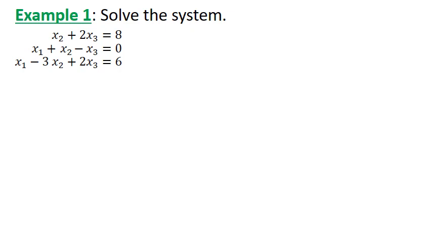The first thing we want to do is rewrite this system of equations as an augmented matrix. Oh, and I'm sorry, this should be a 1. So when we do this, this system of equations becomes 0, 1, 2, 8, 1, 1, negative 1, 0, 1, negative 3, 2, and 1. So this is the augmented matrix of that system of equations.